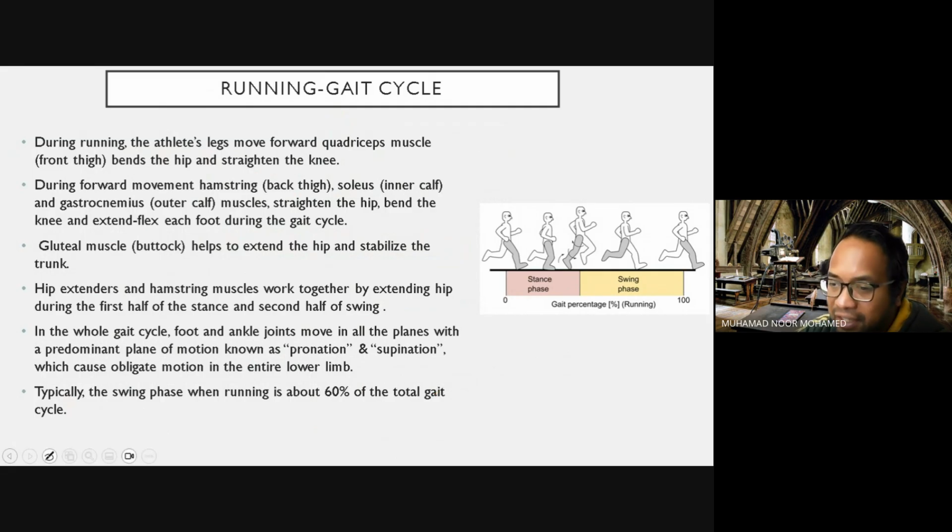Kalau walking tadi, swing phase only 40% because they have 30 stance, 30 pre and 40 swing. But in running, most of the phases is actually swing phase.